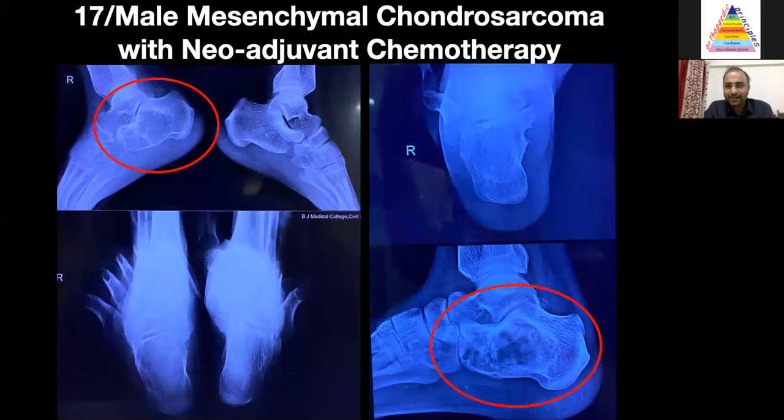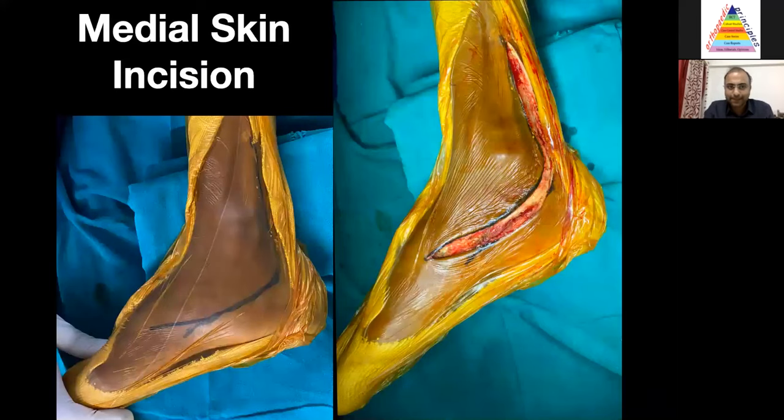So next we'll be seeing a second case, that is a tumor involving the calcaneum. Calcaneal tumors are quite uncommon. Here it was a mesenchymal chondrosarcoma, and limb salvage surgeries are rarely performed in these tumors. This was a good case for limb salvage because it responded very well to chemotherapy, and here we used 3D printing for this case.